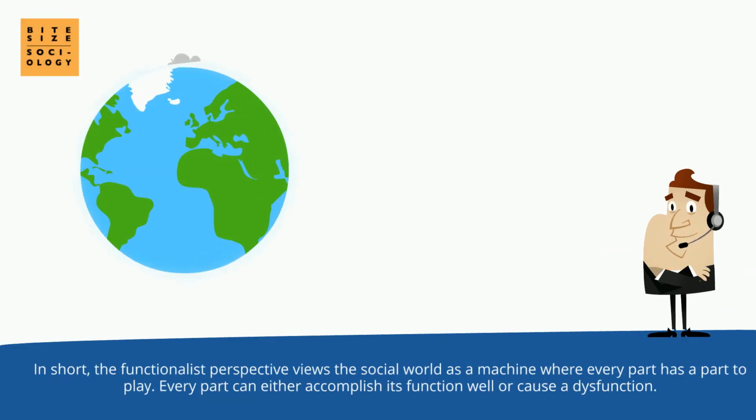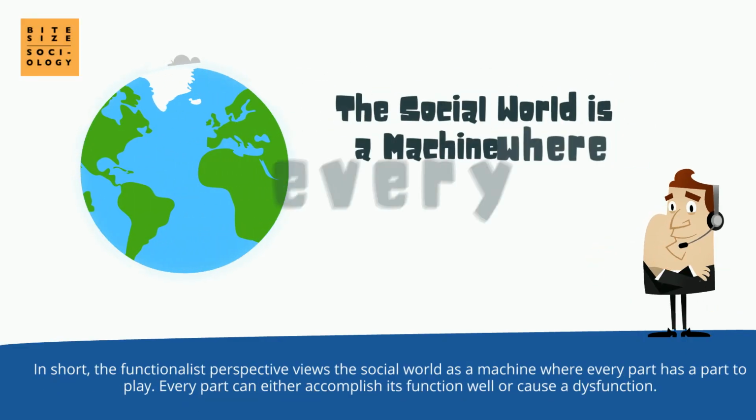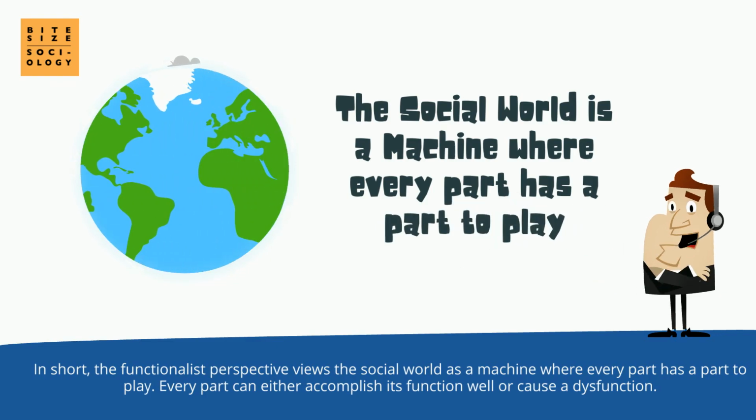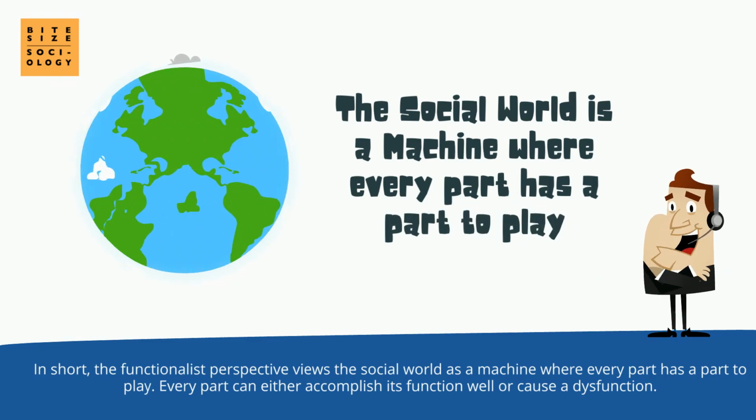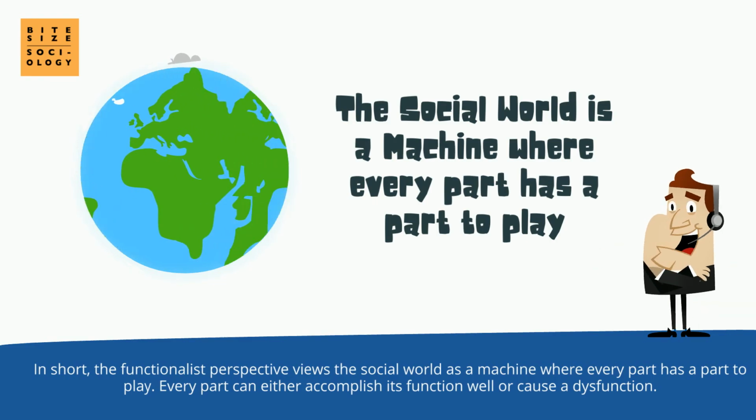In short, the functionalist perspective views the social world as a machine where every part has a part to play. Every part can either accomplish its function well or cause a dysfunction.